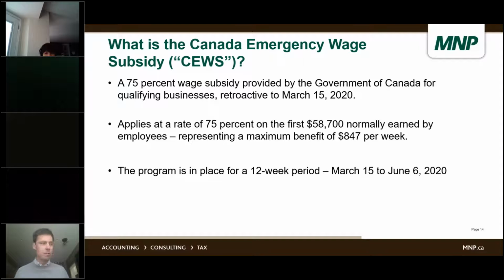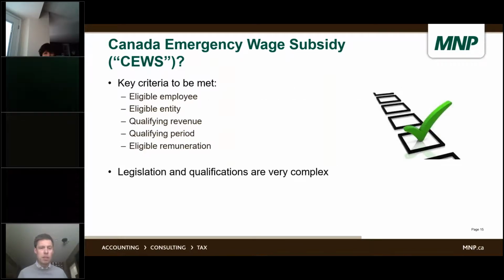So this is the 75% subsidy up to $58,700 of normal earnings of your employees. There we go. So when they put this legislation out, they put about 5 different key criteria that all have to be met in order for you to receive this subsidy. It's easy to gloss over some of these things, but in some cases it could mean the difference between being eligible or not. So I don't have a ton of time today, so I'm going to blast through some of these definitions, and if you have some questions that are really particular to your situation, you can always reach out.